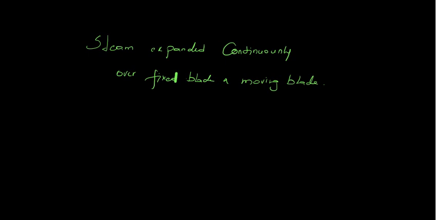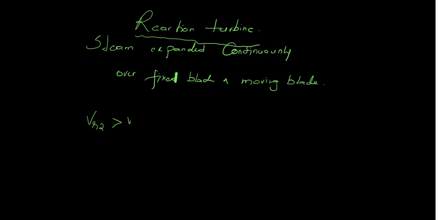Now this is said to be the reaction turbine, where there is a continuous expansion of the steam over a fixed plate and a moving plate, right? Therefore, under this condition, we have some relations. We have to remember these relations. The relations are VR2 is always greater than VR1, right? And in this Parsons reaction turbine, the fixed and the moving blades are made identical.